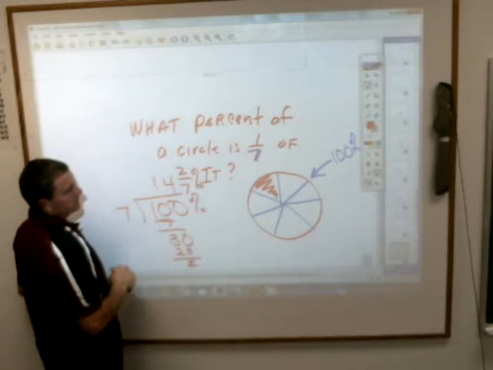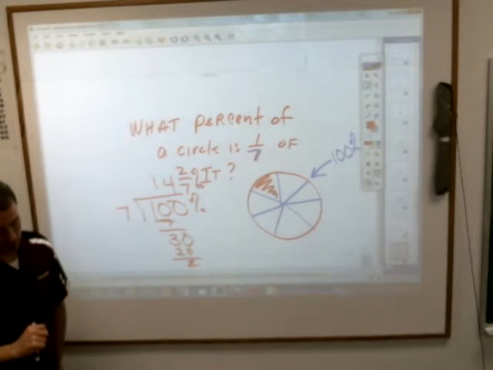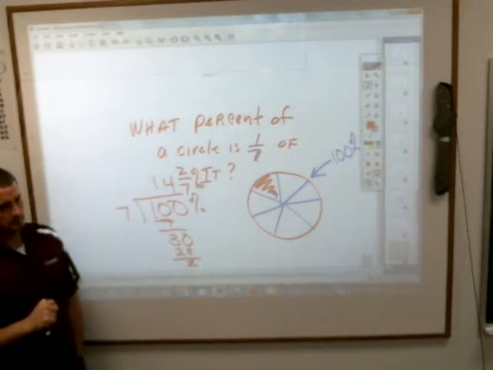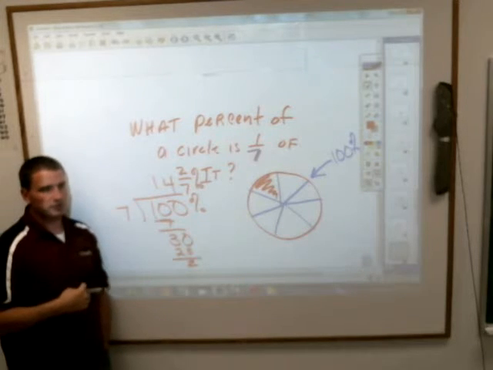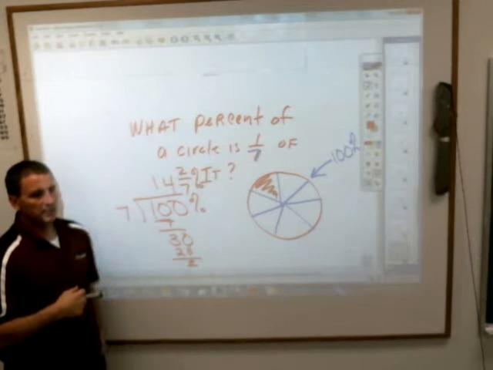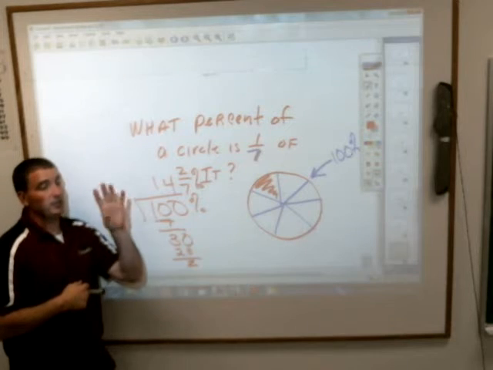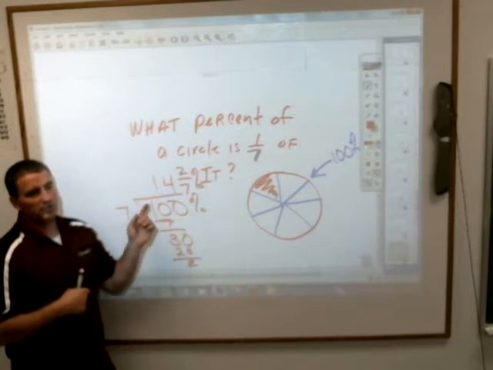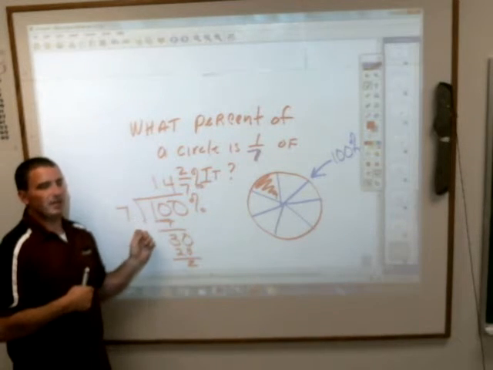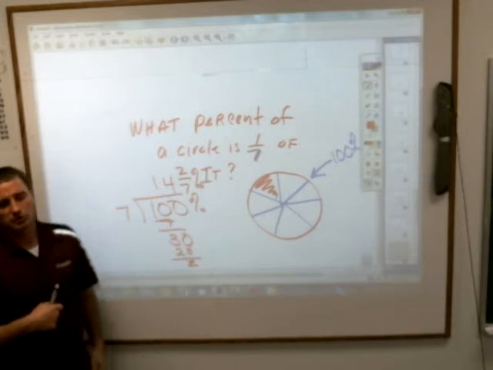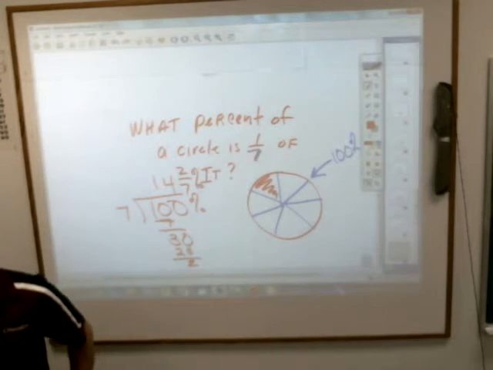Right. So that means this, Jacob, if you're shooting free throws and you shoot 7 of them and you only make 1 of them, I know you make more than that. What percent are you shooting if you make 1 out of 7? You're only shooting 14 2/7% from the line.